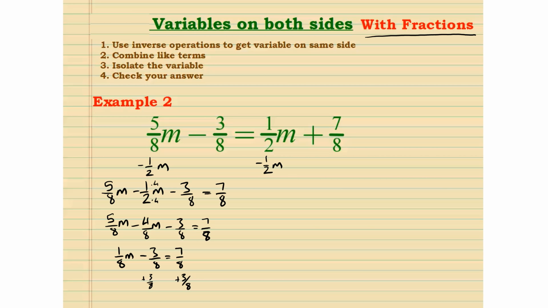We would have 1/8 m is equal to 10 over 8. To solve one more step here, we will multiply each side by the reciprocal, 8 over 1. These will cancel. M will be equal to 10.